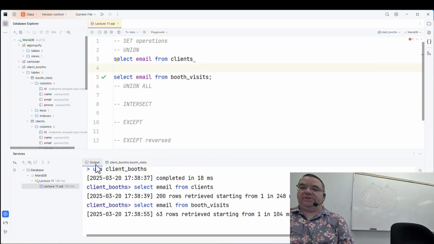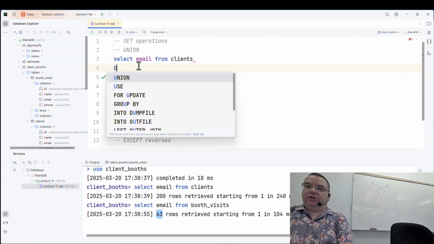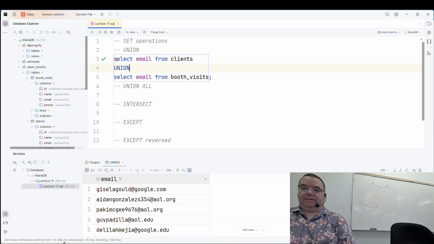If I go back to my results, my clients have 200 rows and I had 63 booth visits. So I have a total of 263 rows between the two tables combined. If I do a union, I get 240 rows. So if I do 263 minus 240, that means I have 23 existing clients that visited my booth out of the 63 people. That's important in statistics, and that way, each person only gets one email.